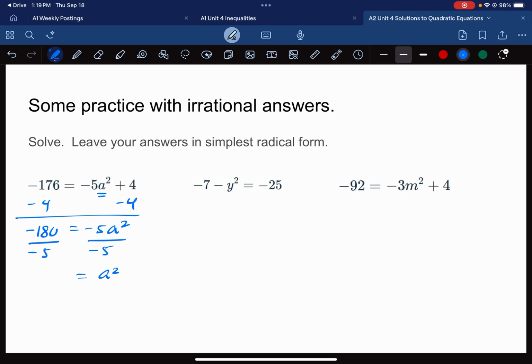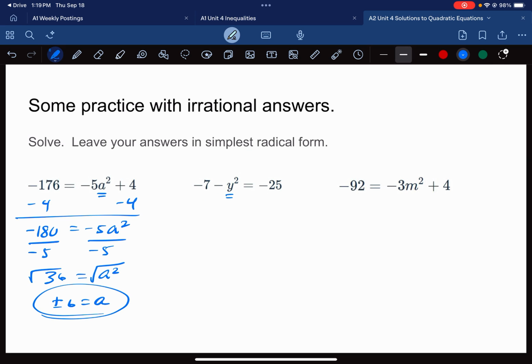I thought these were going to be irrational. I didn't get an irrational there. Square root of both sides gives me positive and negative 6. Huh. Oh, let's try this next one. This one's going to be irrational.